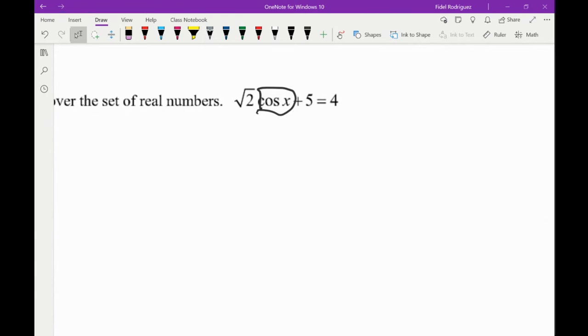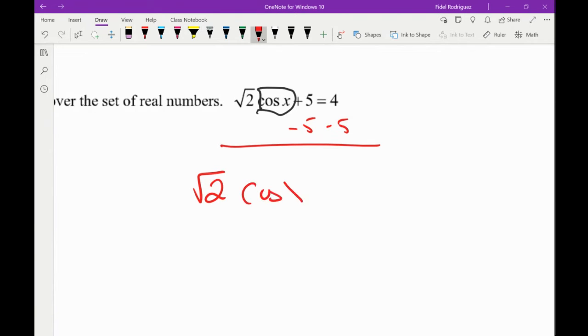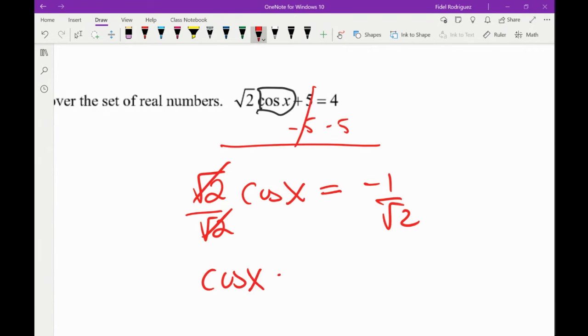So if I want to get the cosine by itself, the first thing I'm going to do is subtract 5 on both sides. So now I have square root of 2 times cosine x is equal to, what's 4 minus 5? Negative 1. Okay, how do I get rid of that square root of 2 if it's right in front? Divide it.